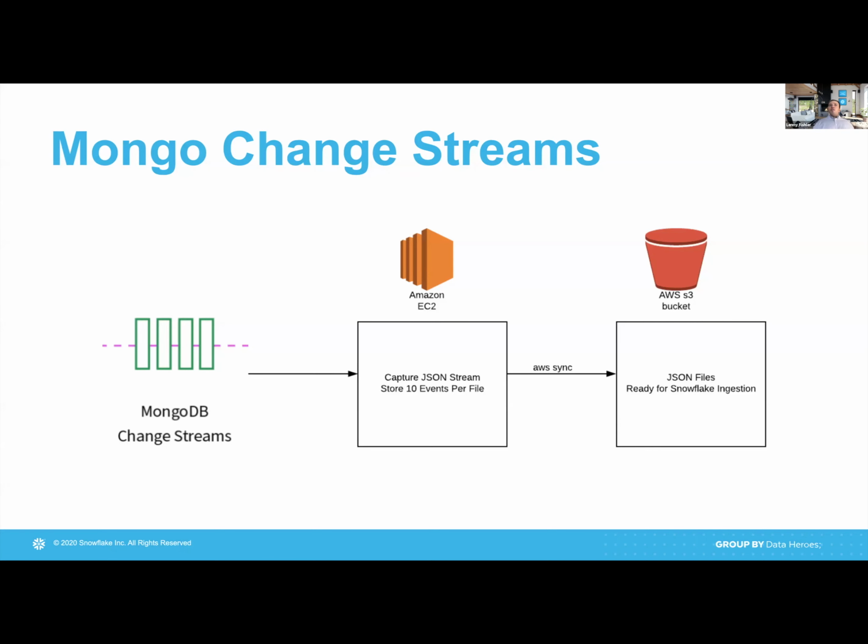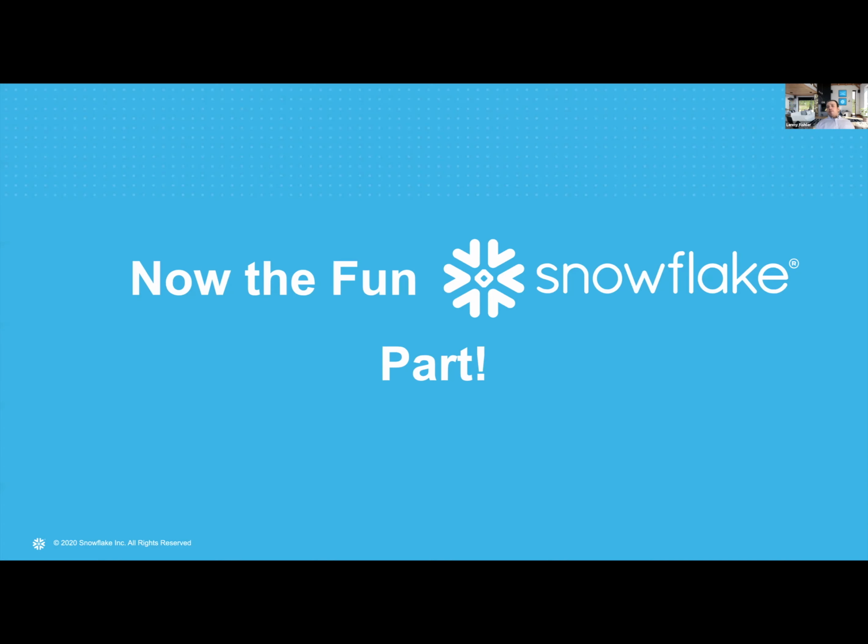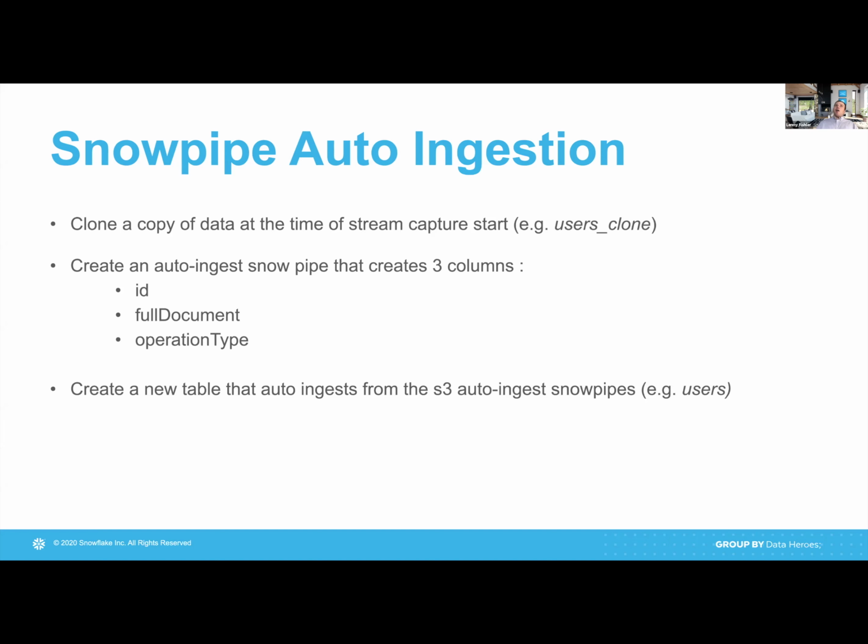So now moving on to the fun Snowflake part. So again, we left off in having JSON files that have 10 change streams per file in an S3 bucket, and it's now ready for processing in Snowflake. So first and foremost, going over how we ingest these files from S3.